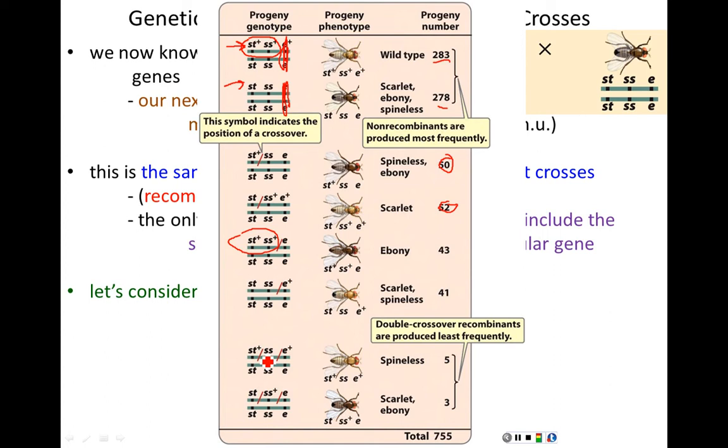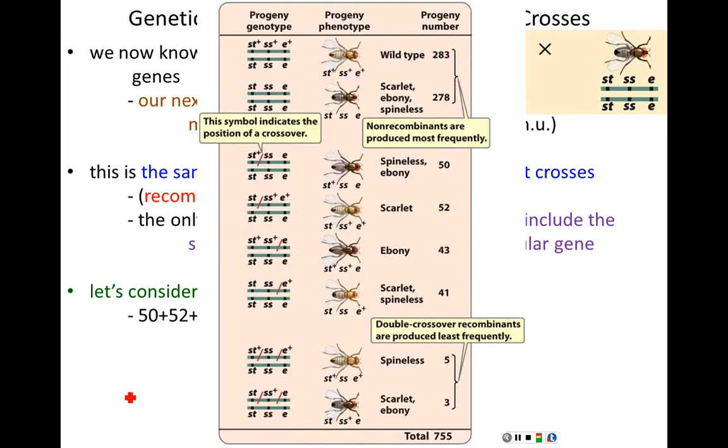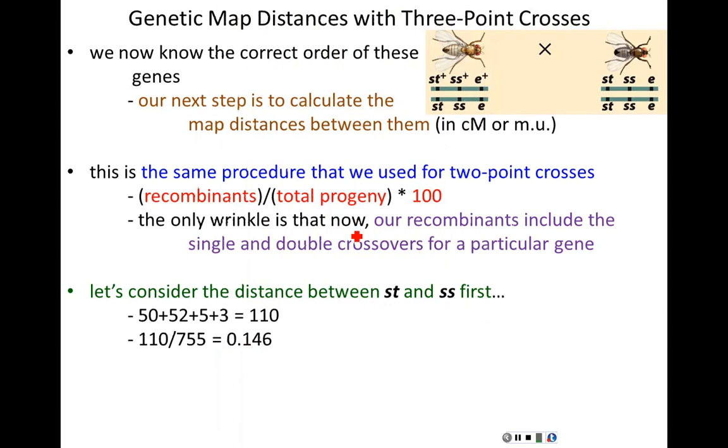Here ST dominant is with SS recessive. Well, that's different, so we'll count that. And here ST recessive is with SS dominant. That's different, and so we'll count it. So our total number of recombinant progeny is 50 plus 52 plus 5 plus 3, and that's 110. Then we divide that by the total number of progeny. The problem tells us that's 755. We do that, we get 14.6 as our recombination frequency or our map units.